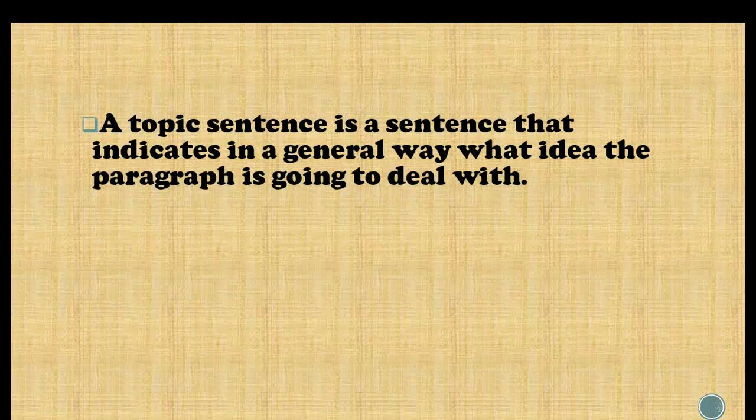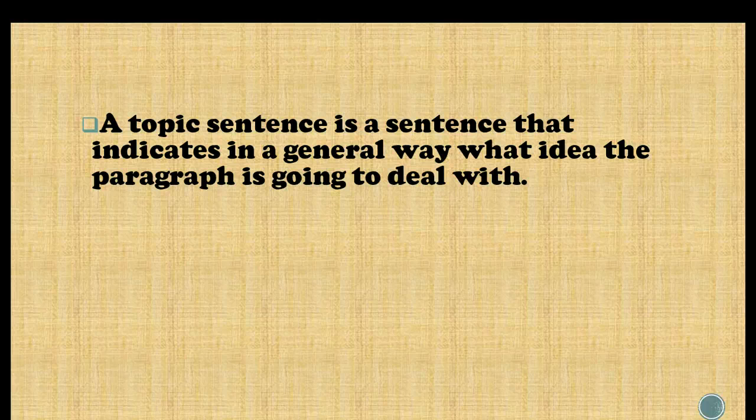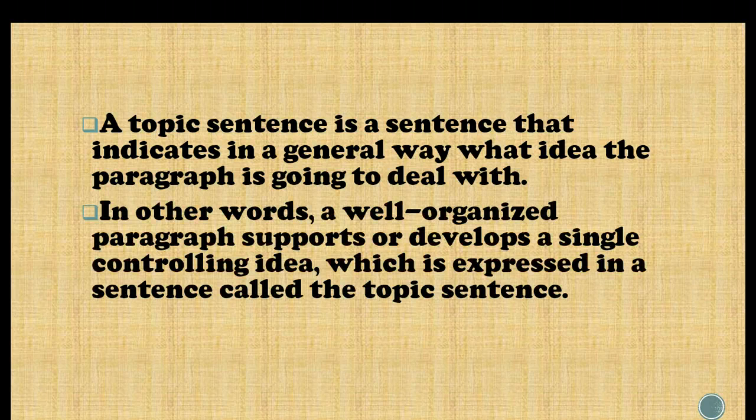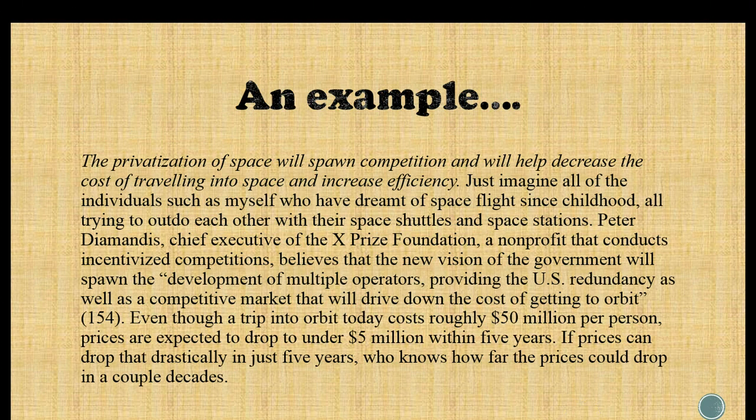The topic sentence is a sentence that indicates in a general way what idea the paragraph is going to deal with. So they go with paragraphs. In other words, a well-organized paragraph supports or develops a single controlling idea, which is expressed in a sentence called the topic sentence. The topic sentence indicates what the paragraph is going to be about. Here's an example. You can go ahead and pause the video if you want to read this.